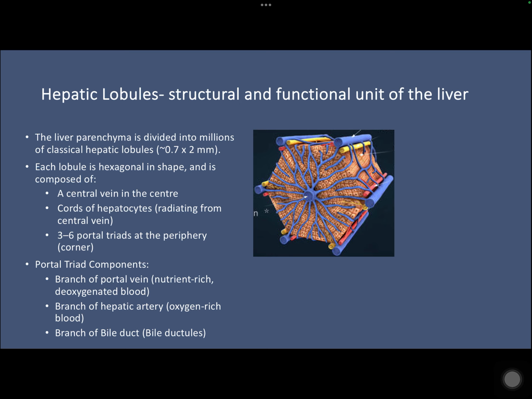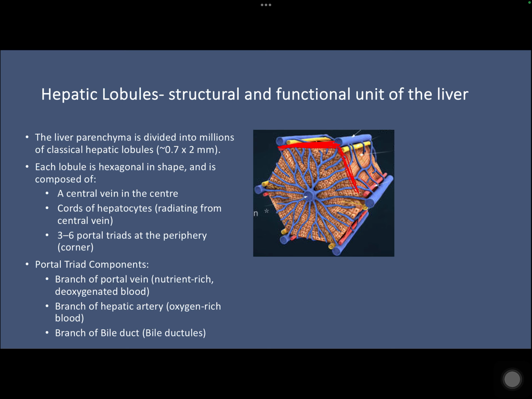The liver is composed of millions of classical hepatic lobules. So, the structural and functional unit of the liver is the classical hepatic lobule. Now, what is a hepatic lobule or classical hepatic lobule? It is a hexagonal structure. Hexagon means which has 6 sides.